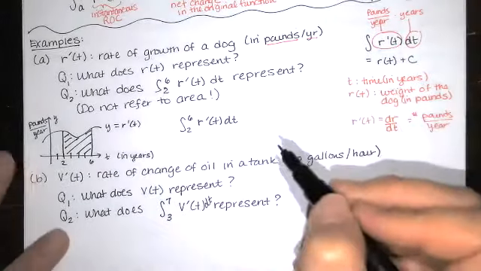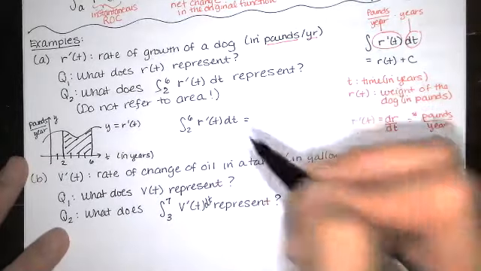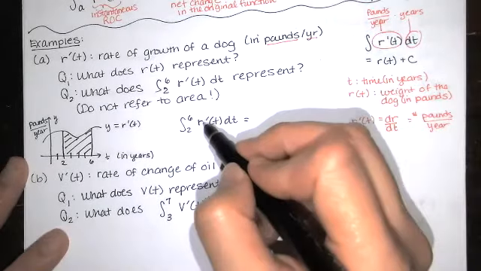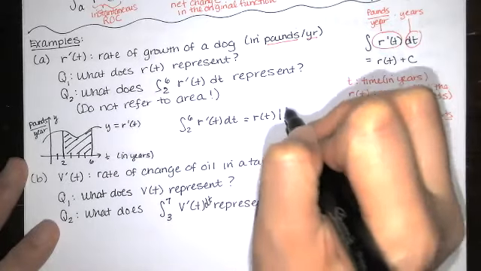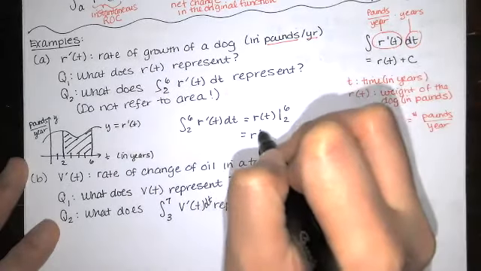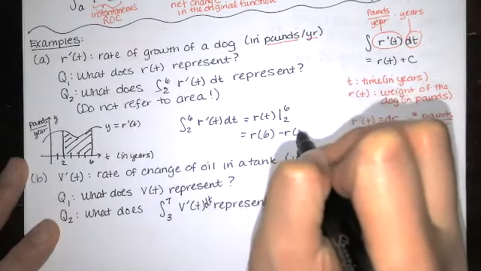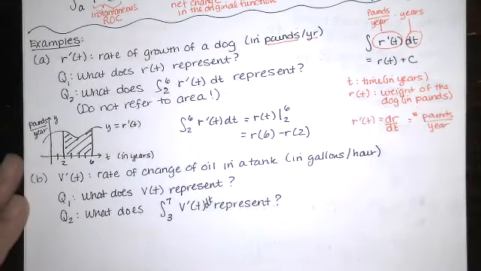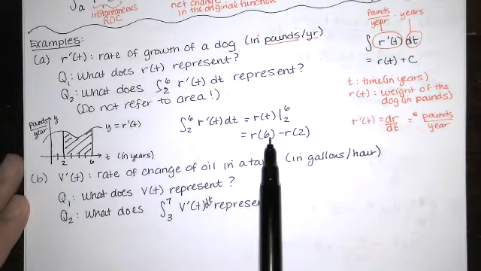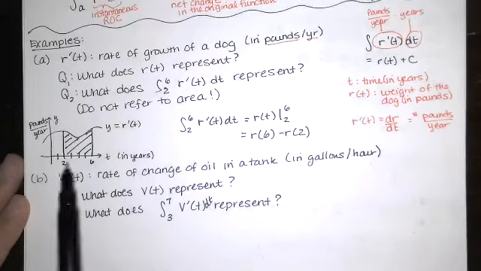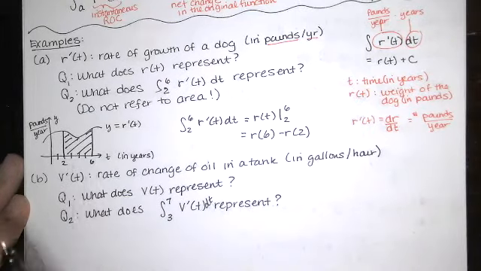If I wanted to evaluate that, the first thing I would do is take the antiderivative. The antiderivative of the derivative is the original function. Then we'll plug in 2 and 6 and subtract. So what is that? Well, that's going to be the weight of the dog at time t equals 6. So I guess at the beginning of its 6th year.